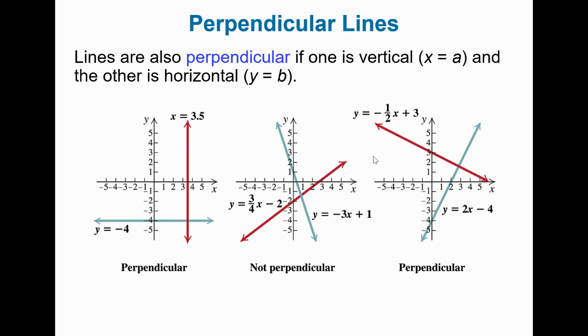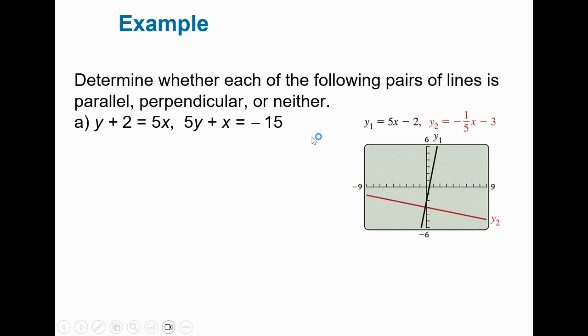Lines are also perpendicular if one is vertical and one is horizontal. All right. Here we have it right here. Determine which of the following pairs of lines is parallel, perpendicular, or neither. What we need to do is put these into y equals mx plus b format and find out what the slopes are. If the slopes are identical, we have parallel lines. If the product of the slopes equals -1, we have perpendicular lines. If neither of those things happen, then we have neither perpendicular nor parallel. Solve each equation for y.